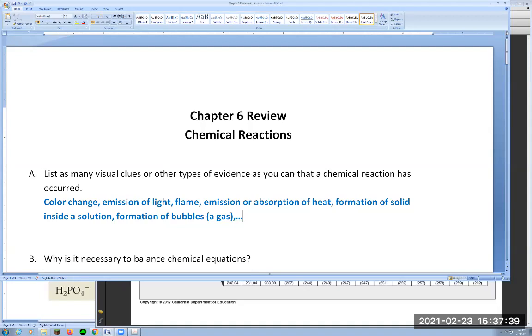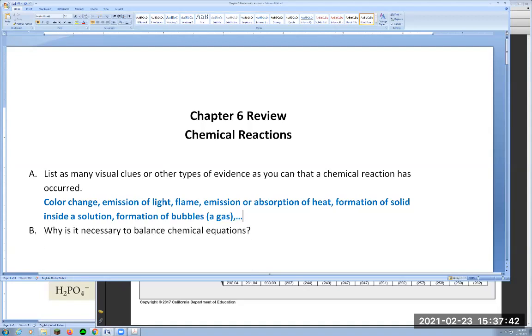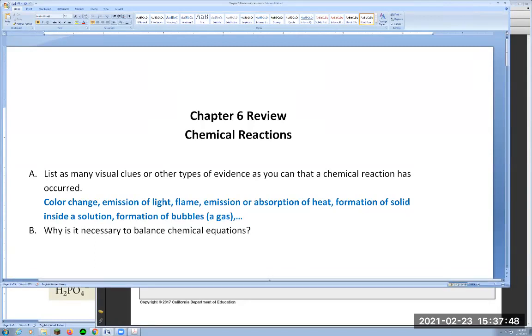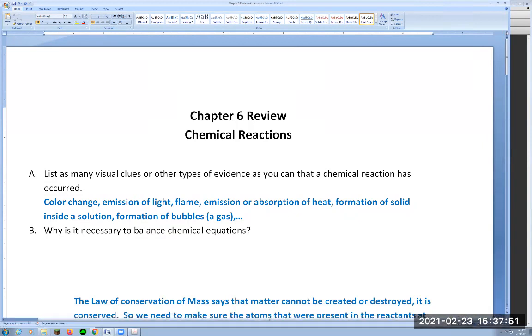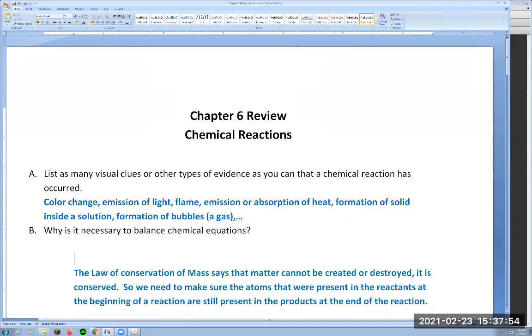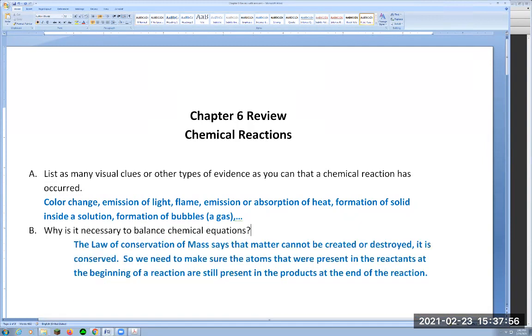So let's go to question B. Why is it necessary to balance chemical equations? So we do balance chemical equations to, what we say, satisfy the law of conservation of mass. The law of conservation of mass says that matter cannot be created or destroyed, and it is conserved instead, right? Conservation of mass means you are conserving the mass, which means the mass you started with at the beginning of the reaction is the same as the mass you have at the end of a reaction.